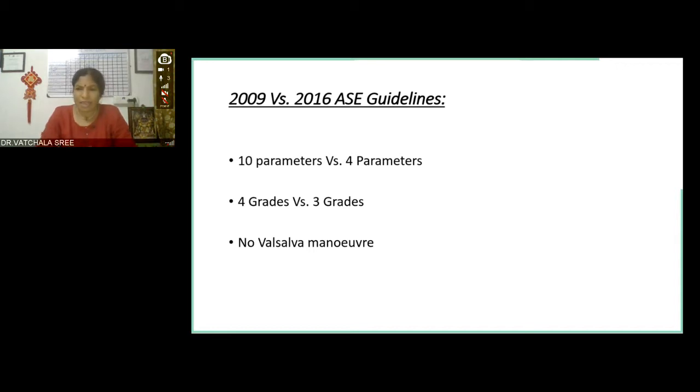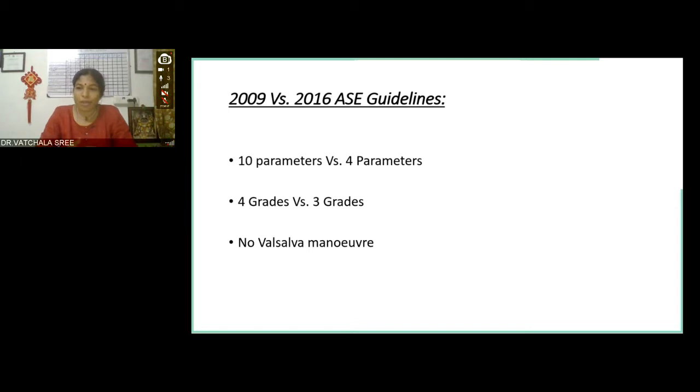Again, in the previous slide I said you'll be having confusion about grade 3 versus grade 4. In the 2009 guidelines, we had 4 grades of diastolic dysfunction. Grade 1, grade 2, which was pseudo normalization, grade 3, which is increased left ventricular end diastolic pressure and reversible, and grade 4, which is irreversible. How did we differentiate grade 1 and grade 2? By the Valsalva maneuver, and the reversible and irreversible is again by the Valsalva maneuver.